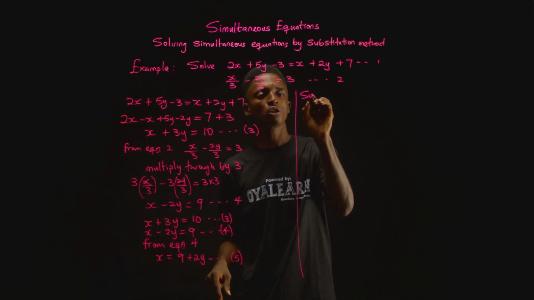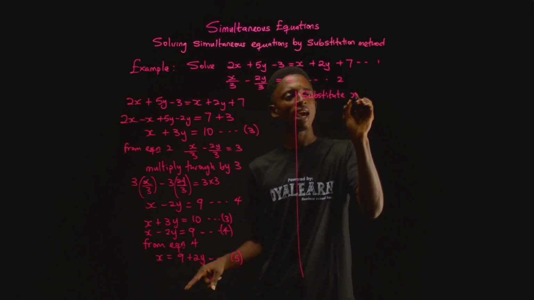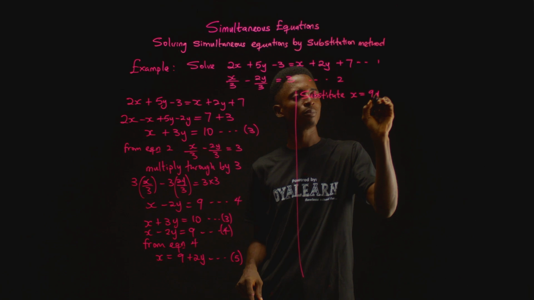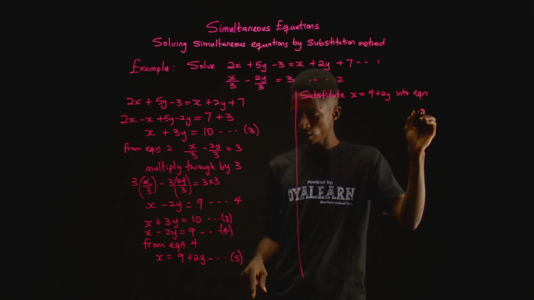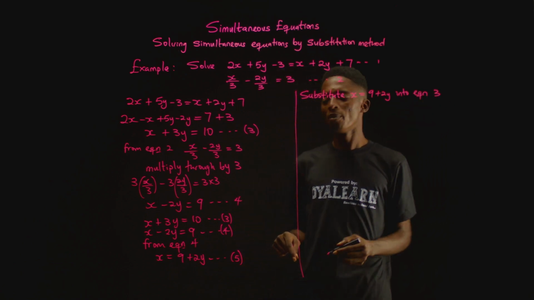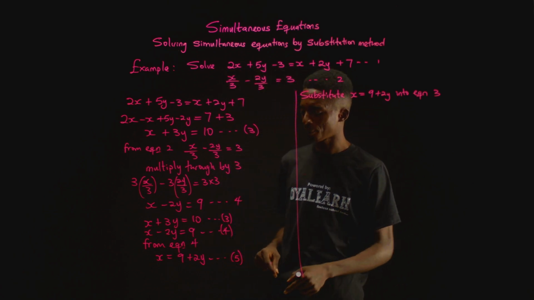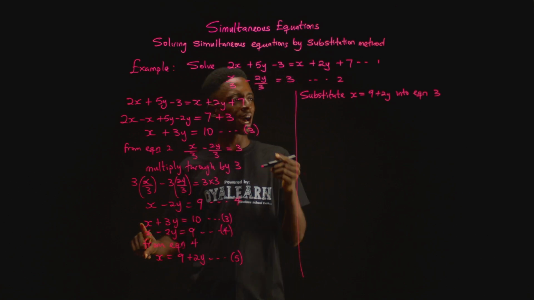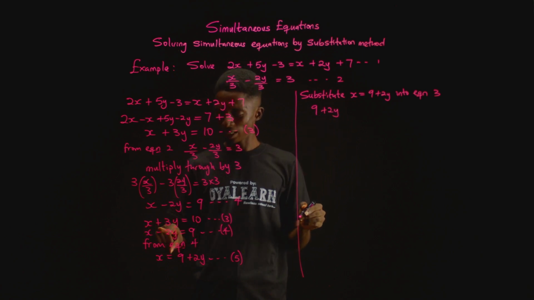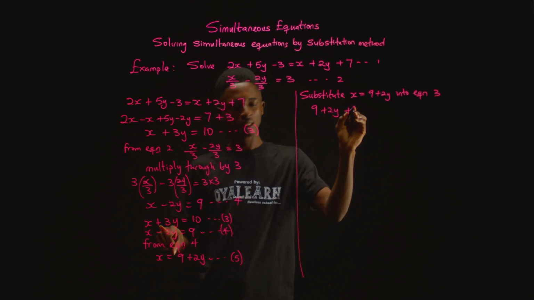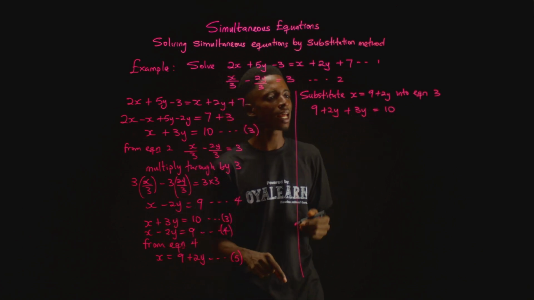Now, we substitute x equals 9 plus 2y into equation 3. So meaning anywhere I find x in equation 3, I will replace it with 9 plus 2y. And when we write equation 3, we have x first. So replacing that, we have 9 plus 2y. Then we continue to have plus 3y equals 10. Now let's solve for y.